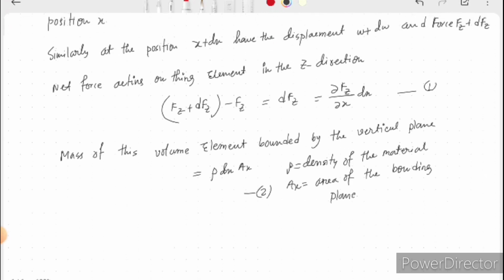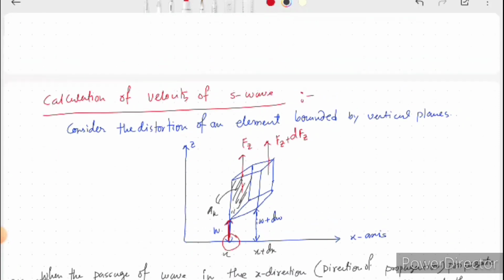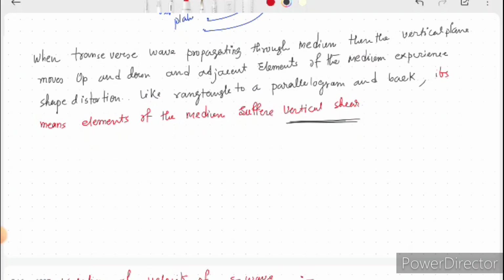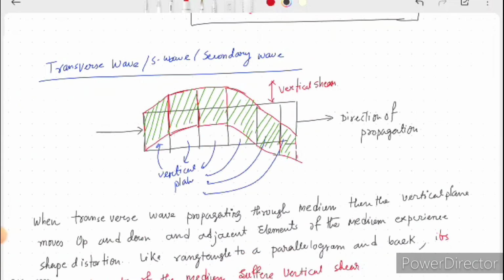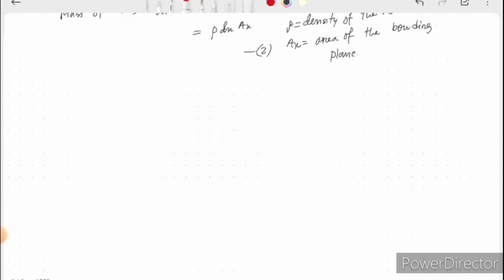Why does this Fz, Fz plus dFz, this type of force actually arise? We already mentioned that it arises due to the vertical shear. These vertical shears are parallel to the vertical plane. They are not perpendicular to the plane.